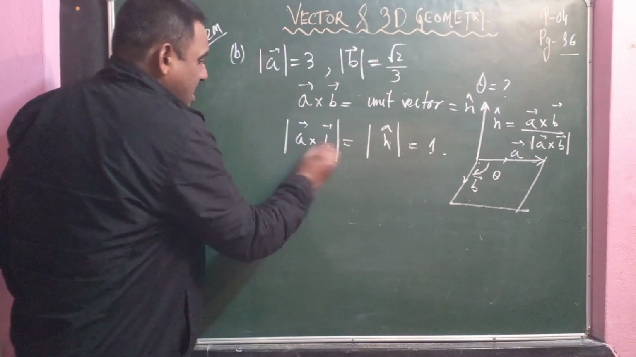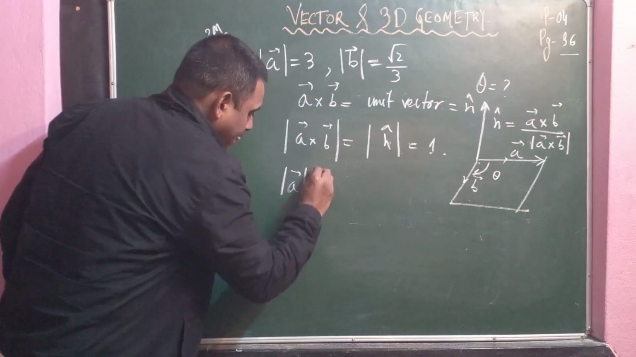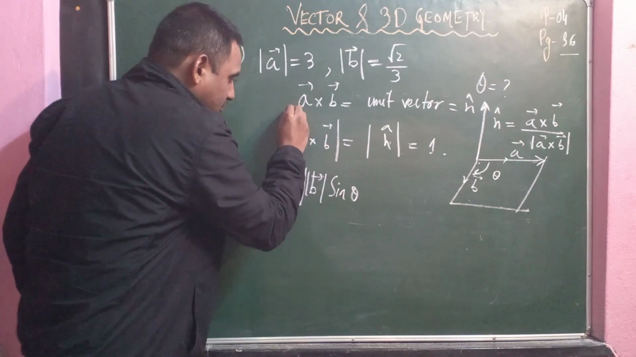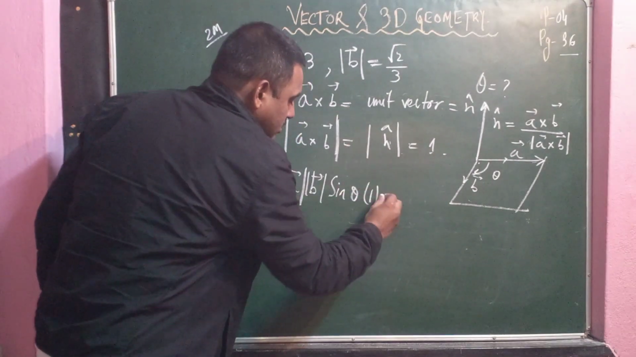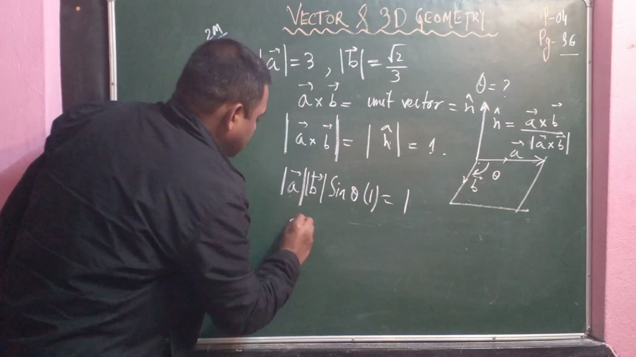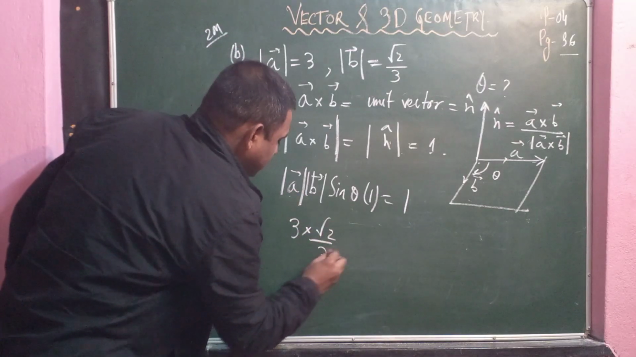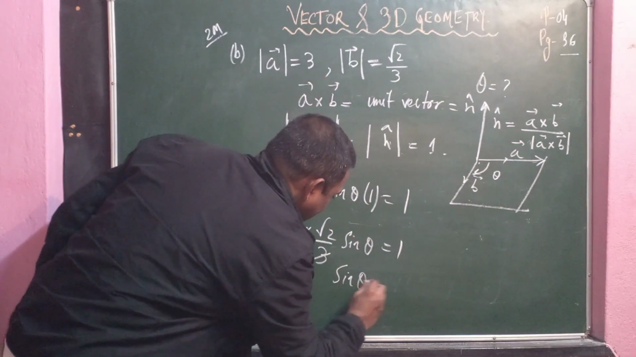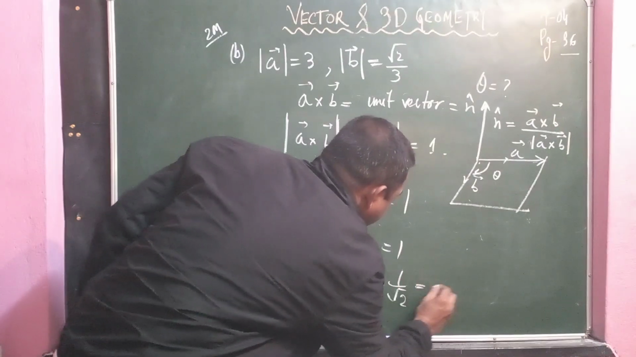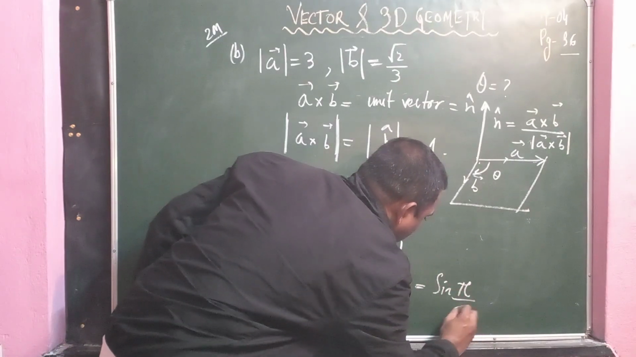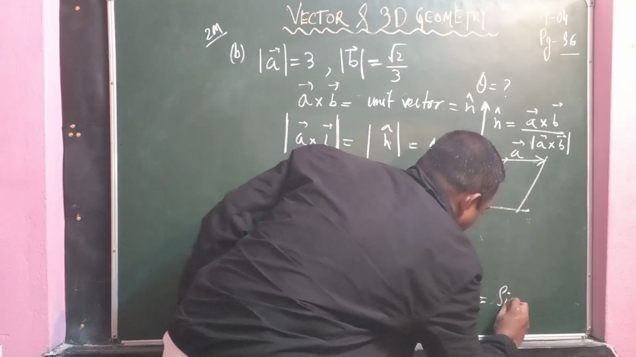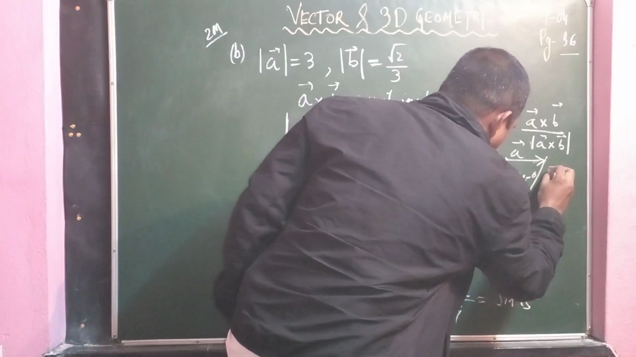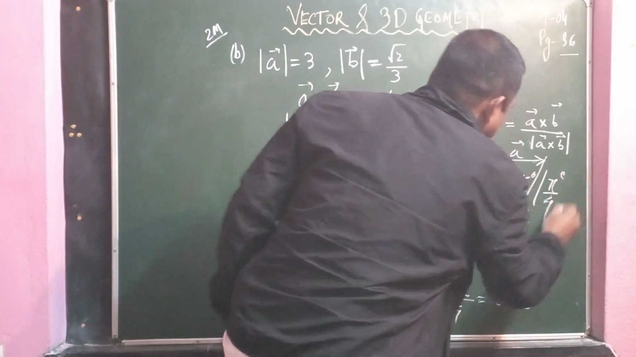So now what is A cross B? A cross B is mod A, mod B, sine theta, and n cap, but as we take mod, that will be 1, and it is 1. So mod of A is 3, mod of B is root 2 by 3. So 3 cancels. Sine theta equals 1 by root 2. 1 by root 2 means sine 45 degree, or pi by 4. So this theta is actually 45 degree, or you can say pi by 4 in radian.